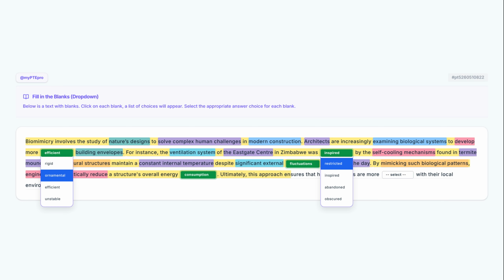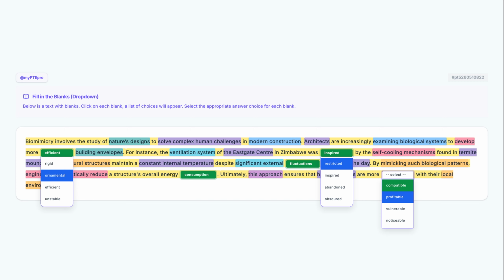Ultimately, this approach ensures that human habitats are more blank with their local environments. The final sentence serves as a conclusion, stating that this approach leads to a better relationship between human habitats and local environments. It suggests a state of harmony or fitness. Compatible. The word compatible indicates that human habitats can exist in harmony with local environments. This reflects the successful mimicking of nature to ensure buildings function well within their specific ecological surroundings. This selection is correct.